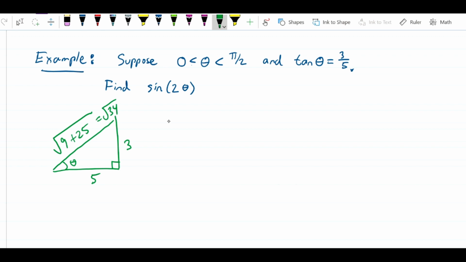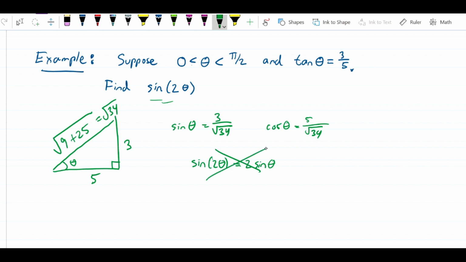So we now know that the sine of theta is equal to the opposite over the hypotenuse, and the cosine of theta is equal to the adjacent over the hypotenuse. Now, the question is to find the sine of 2 theta. Now, I know that some people are going to instinctively write, oh, I know how to do that. Sine of 2 theta must be equal to 2 sine of theta, right? No, that's certainly not true, because it's not the case that all functions are linear.